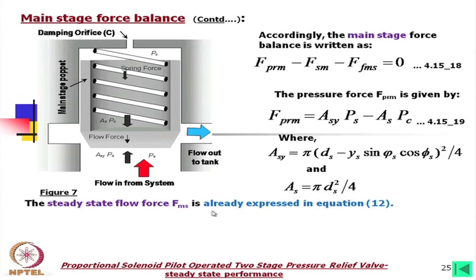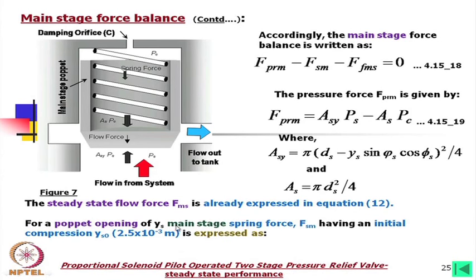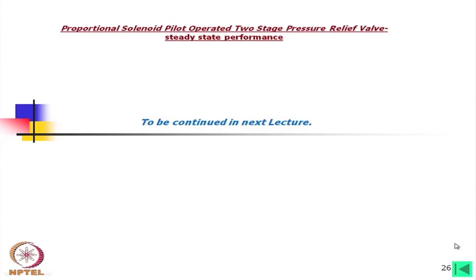And the steady state flow force is already expressed in equation 12 earlier, and for the poppet opening YS, the main stage spring force FSM, having an initial compression of YS0 equal to 2.5 into 10 to the power minus 3, is expressed as follows. Now, this is for a specific value, of course, where we have used this formula. In that way we can estimate the force balance, everything we can calculate. So, we have seen how we can estimate the orifice characteristics, the force balance equation, the flow force, everything we have calculated.